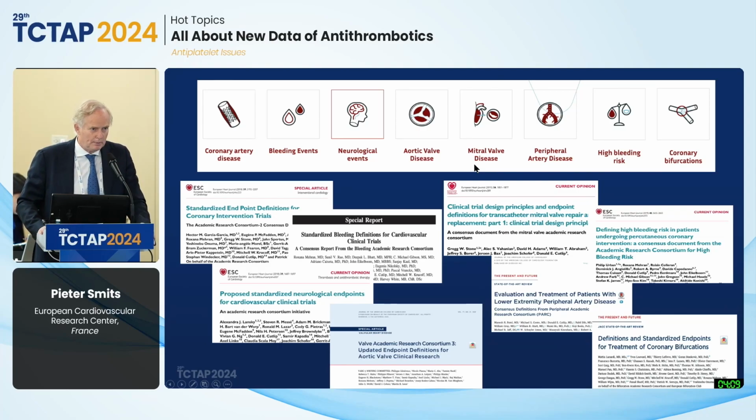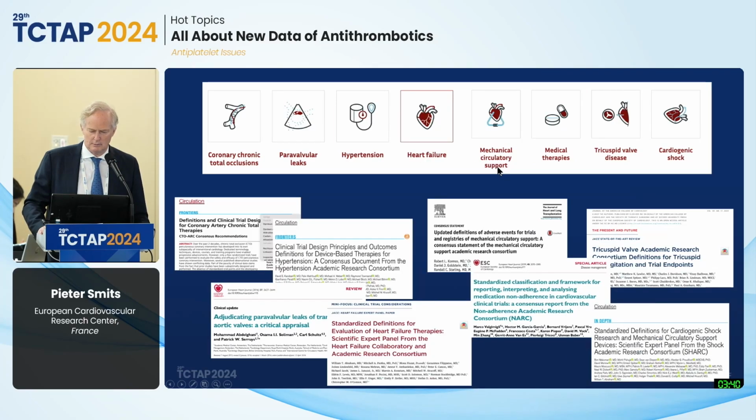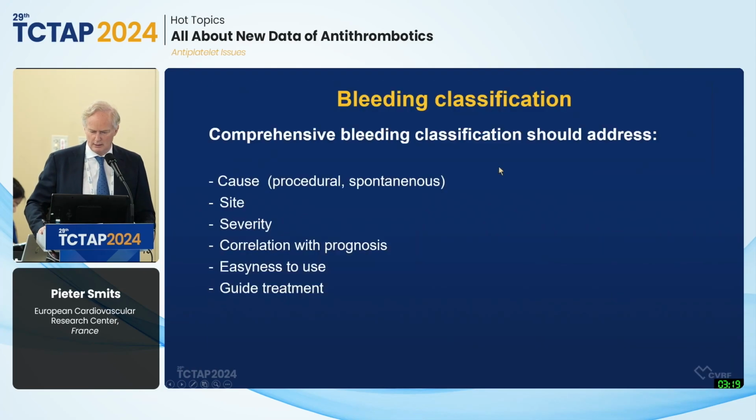So the ARC group has so far published 16 consensus papers, for instance, on coronary artery disease. You very well know, familiar with the ARC2 paper. Bleeding events, the BARC, the neurological events, the aortic valve disease, the VARC, then the mitral valve disease, the peripheral artery disease, the PARC, the high bleeding risk, the ARC-HBR consensus paper, and the bifurcation BIF-ARC, as well as the consensus paper on CTO, the CTO-ARC, paravalvular leaks, hypertension and heart failure and mechanical circulatory support, medical therapies, the NARC paper, and tricuspid valve and cardiogenic shock, one of the latest.